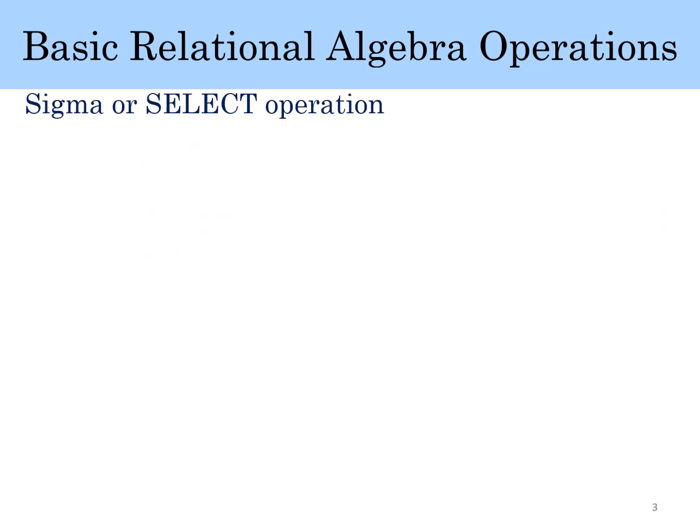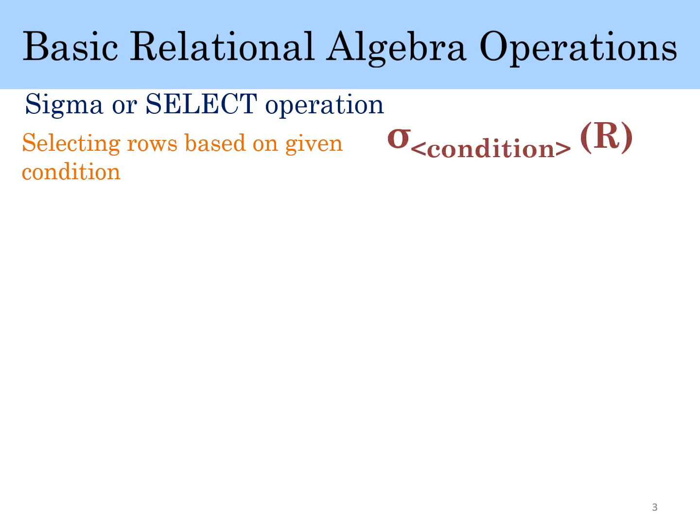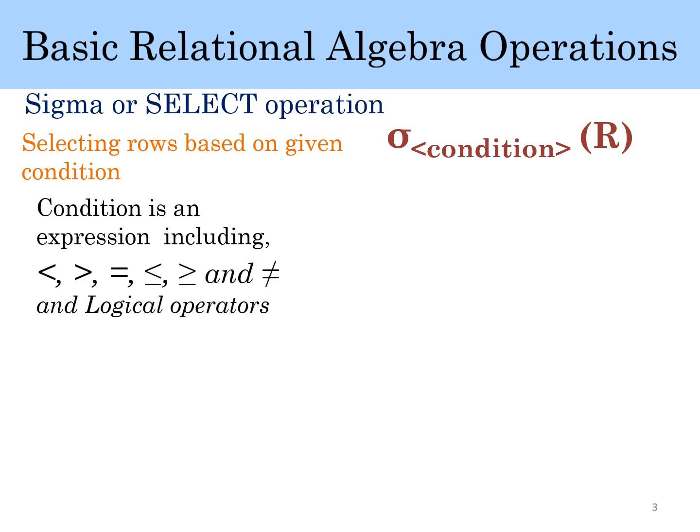First one is the sigma or select operation. This is used to select the rows based on a given condition. Its format is something like this. It is denoted by sigma condition on the relation R, where the condition is an expression that includes relational operators like less than, greater than, along with maybe logical operators also.